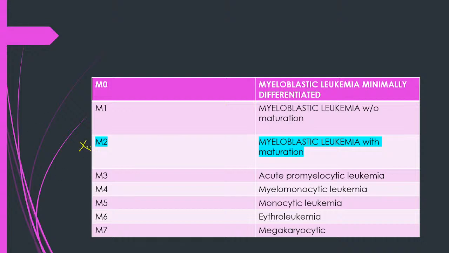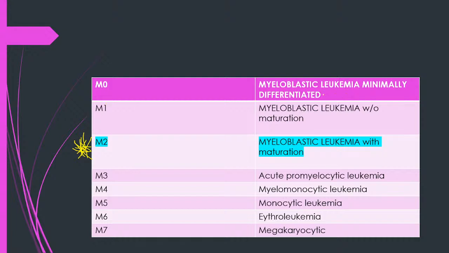I want you guys to remember this one. I will ask this before the end of our discussion. M2 is the most common form of AML. All right. So we're going to start one by one.